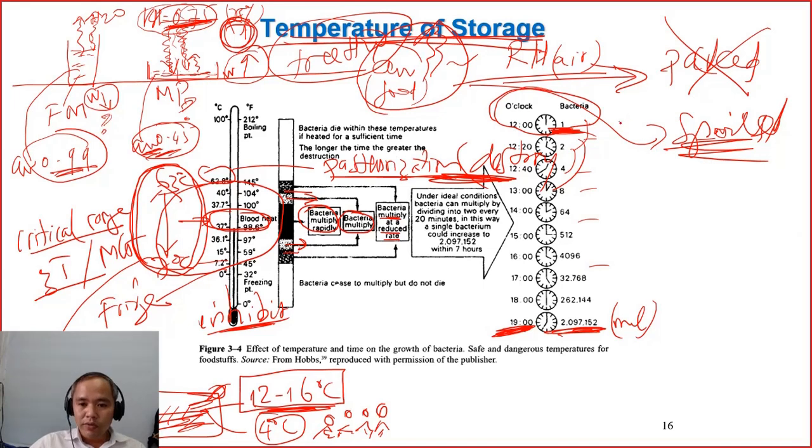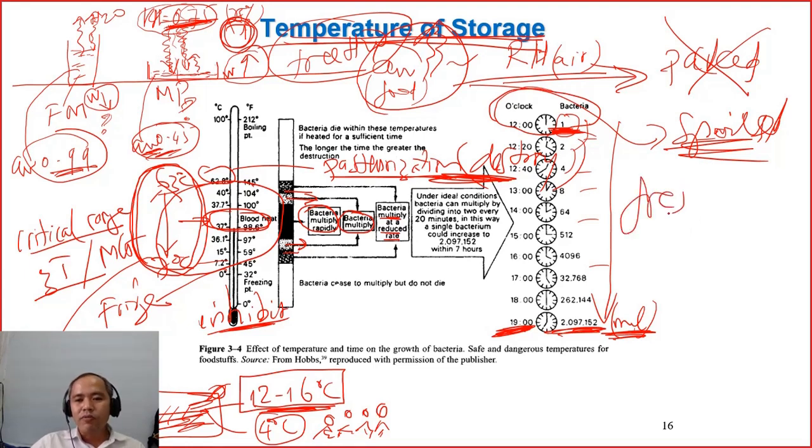So it increases very fast when the conditions are suitable, like nutrients are available, water activity is available, temperature, everything is suitable, then bacteria will grow very fast. And remember one thing again here, that our food doesn't contain or isn't contaminated with only one bacterium, but with 1,000 bacteria, with 1,000,000 bacteria.